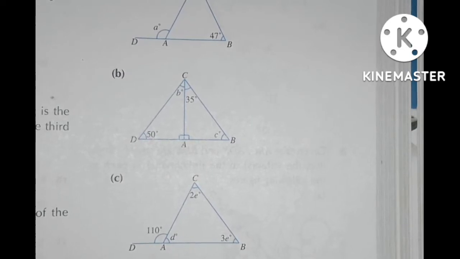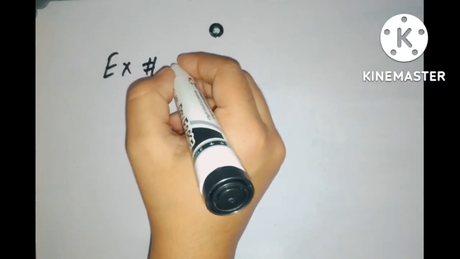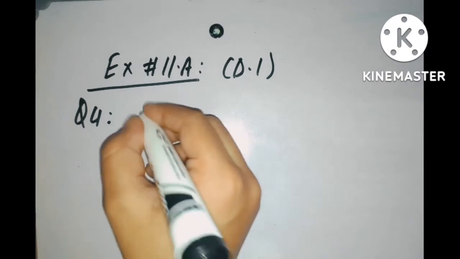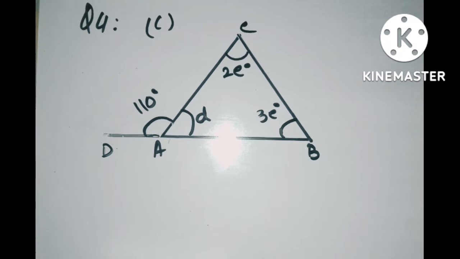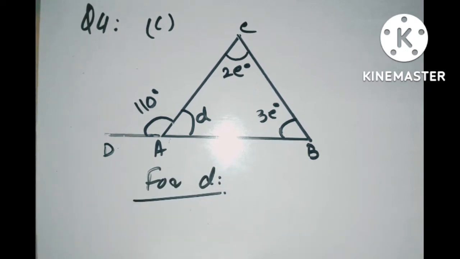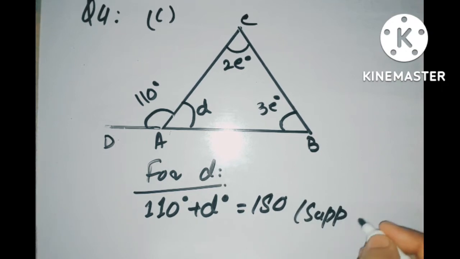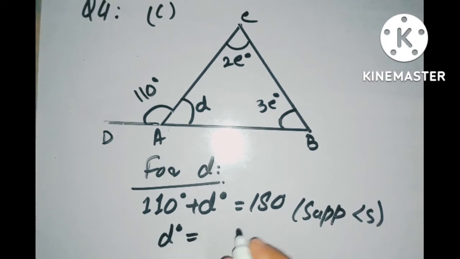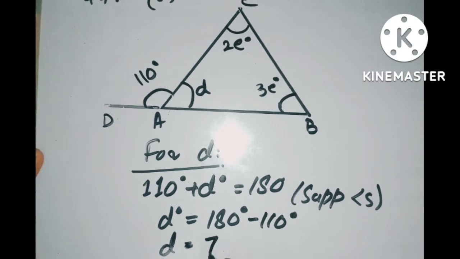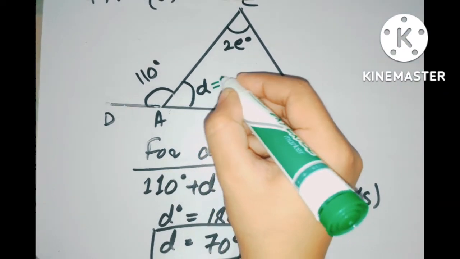So let's find the unknown values in the question. The figure is asking to find the value of D and E. First of all, we can find the value of D. For D, we can say that 110 degree plus D degree is equal to 180 degree. How? They are supplementary angles, they are on a straight line. So D can be found very easily. The value of D is 70 degree. Very easily we can find it. And if D is 70 degree, we can write here D is 70 degree.